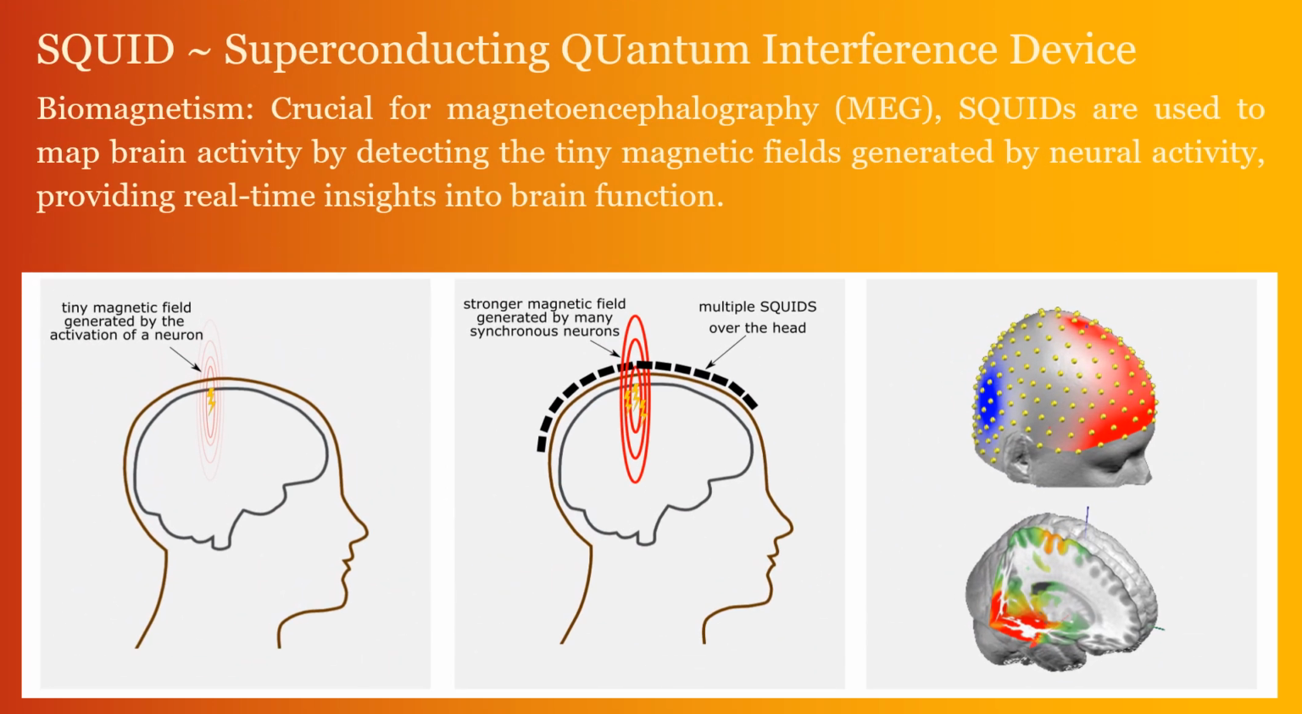SQUID, superconducting quantum interference device. SQUIDs are used in various applications, including biomagnetism, e.g. magnetoencephalography for brain activity mapping, geophysics detecting subtle magnetic anomalies, fundamental physics research measuring minute magnetic properties, and quantum computing qubit state measurement.